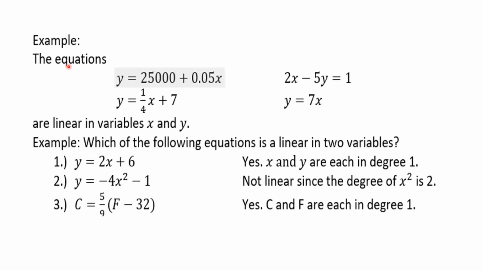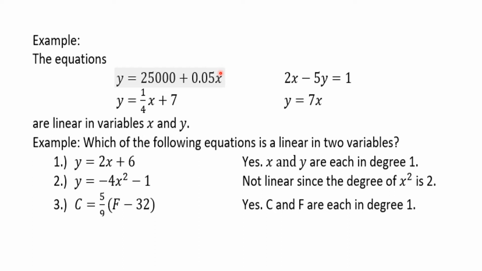Okay, so let's have an example. The equation y equals 25,000 plus 0.05x. How many variables can we see in the first equation? We have the first variable here and then the second variable. So we only have two variables. Therefore, example number 1 is an example of a linear equation in two variables. So again, when we say linear equation, the highest degree of the exponent should be 1. If the exponent is 2, then it is no longer a linear equation.